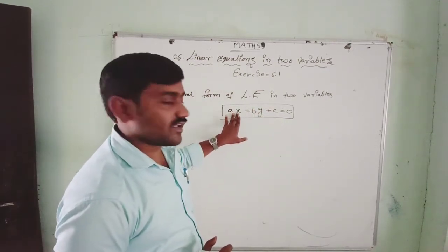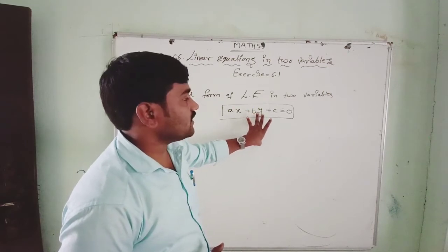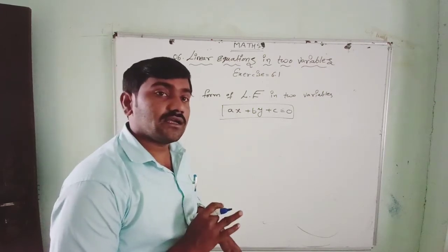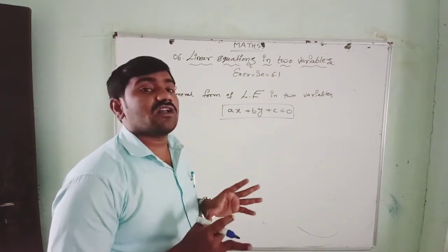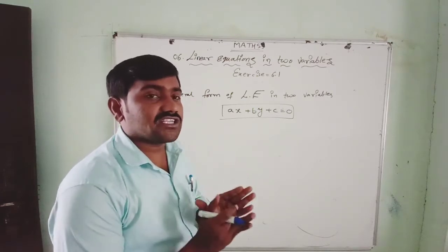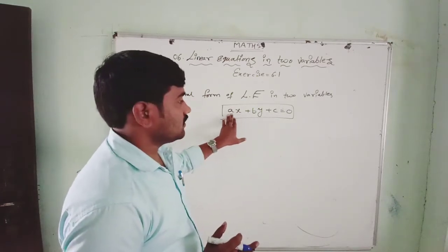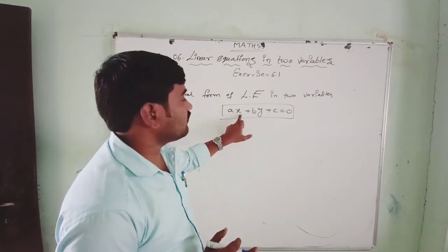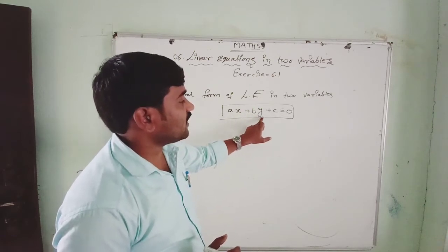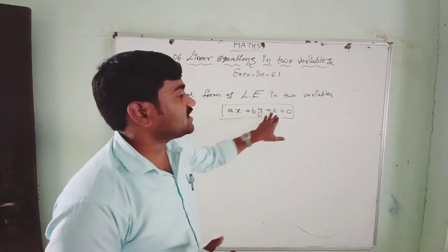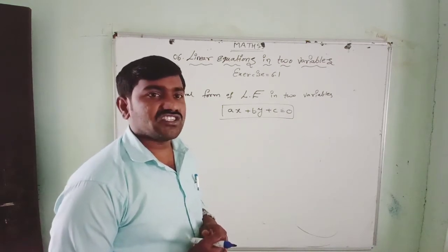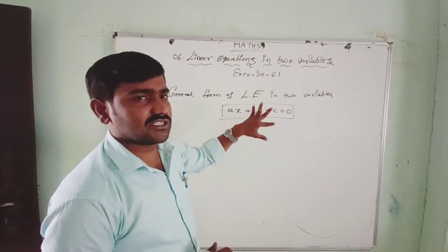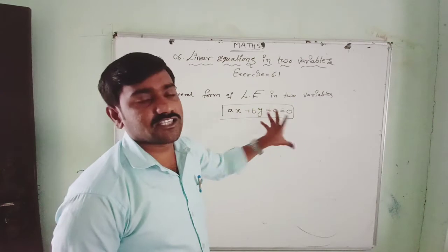a is the coefficient of x, b is the coefficient of y, c is a constant term. Coefficient in the sense what? Already I told you in the chapter on polynomials and factorization: the multiplying term of a variable is known as its coefficient. What is multiplying x? Here a. So a is the coefficient of x, b is the coefficient of y, and c is a constant term. Here a, b, c are any real numbers, like root 2, root 3, or 2, 5, 6, minus 5, minus 3. Any numbers can be used in the place of a, b, c.